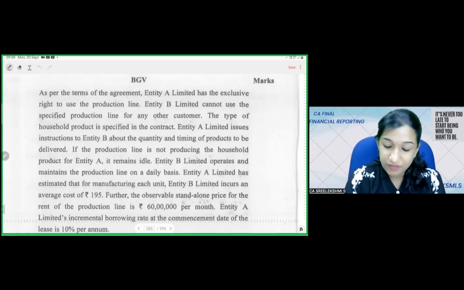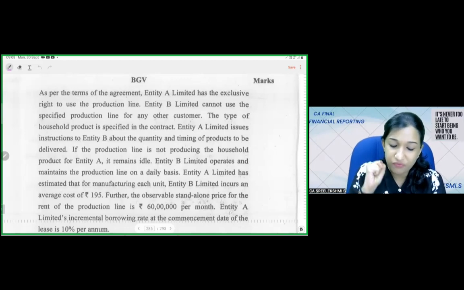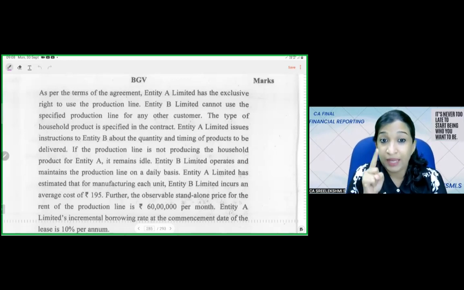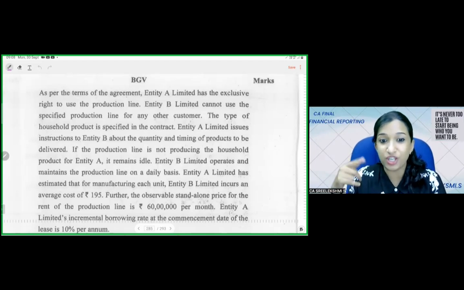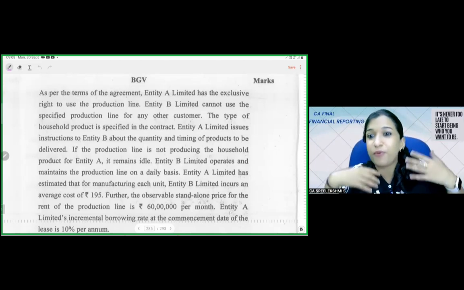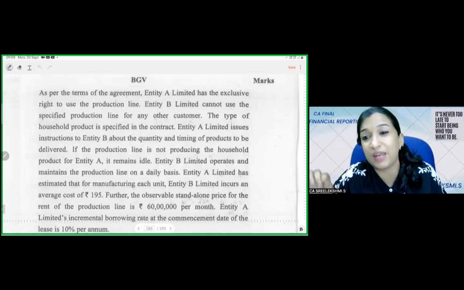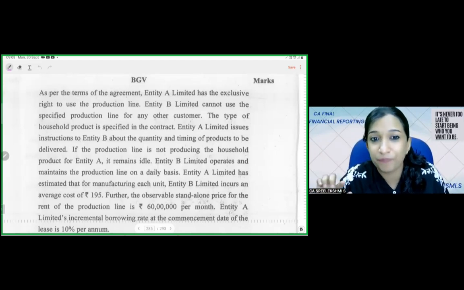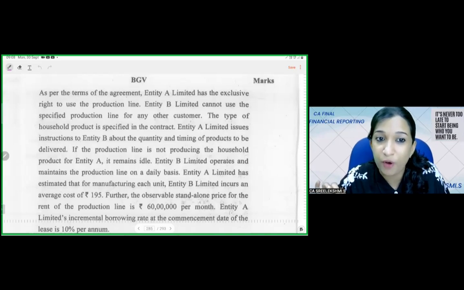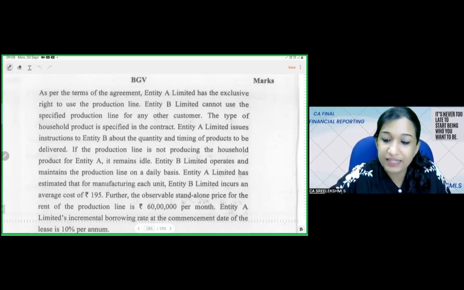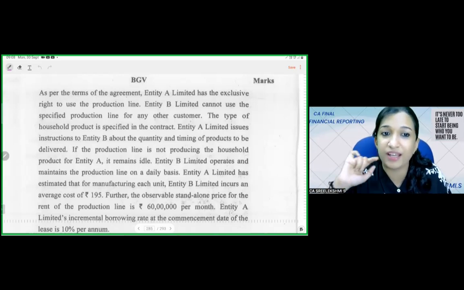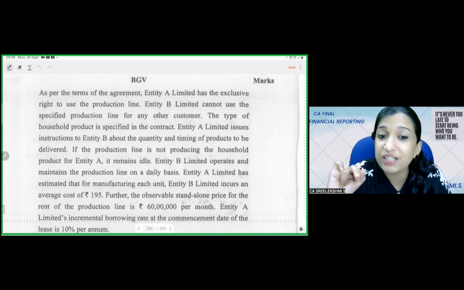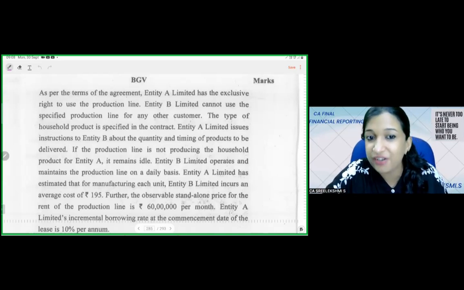As per the terms of the agreement, Entity A Limited has the exclusive right to use the production line. Entity B Limited cannot use the specified production line for any other customer. Oh, I see. Entity B Limited should manufacture the products, right? To produce those products there is a production line, and the production line can be used only for Entity A. The type of household product is specified in the contract. Entity A Limited issues instructions to Entity B Limited about the quantity and timing of products to be produced and delivered. If the production line is not producing the household product for Entity A, it remains idle.